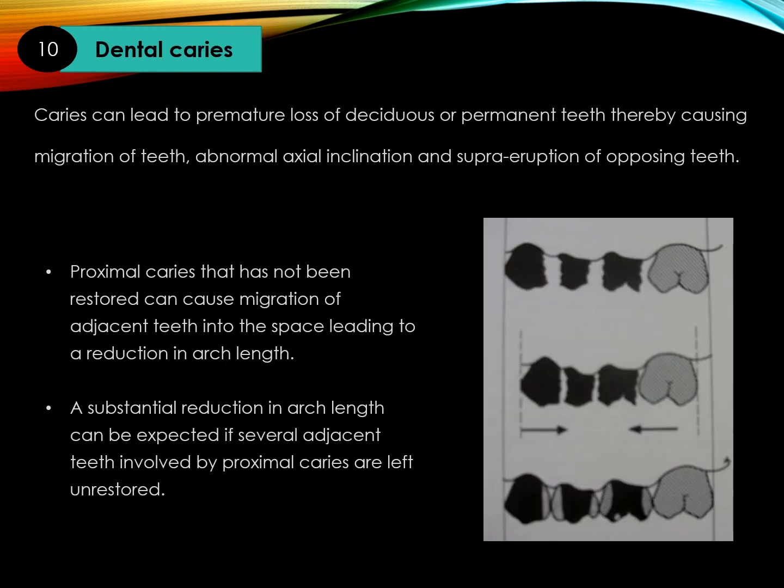The 10th factor is dental caries. Caries can lead to premature loss of deciduous or permanent teeth, and can result in migration of teeth, abnormal axial inclination, and also supraeruption of opposing teeth. So when there is proximal caries and these teeth have been left unrestored, it can cause the migration of adjacent teeth into the space, leading to a reduction in arch length. A substantial reduction in the arch length can be expected if several adjacent teeth are involved in this phenomenon and are left unrestored.